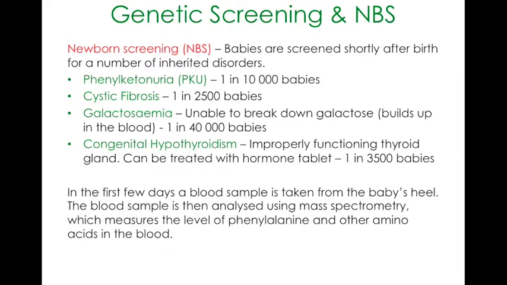Okay. Within the first few days of birth, usually what happens is a blood sample is taken from the baby's heel, and then the sample is analyzed using mass spectrometry, which looks at the levels of amino acids in the blood, indicating particular diseases. So if the level of phenylalanine is super high, then we can see that the individual might be suffering from PKU because they can't break down that particular amino acid.